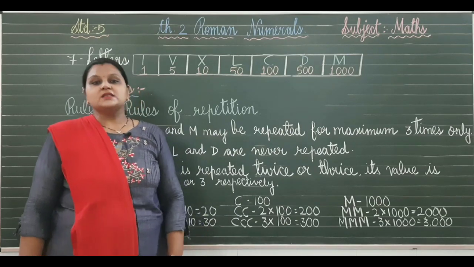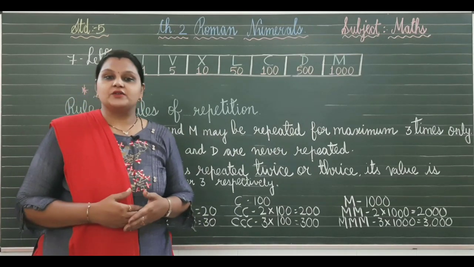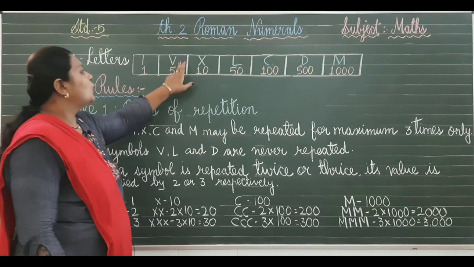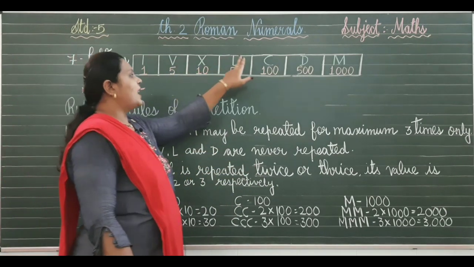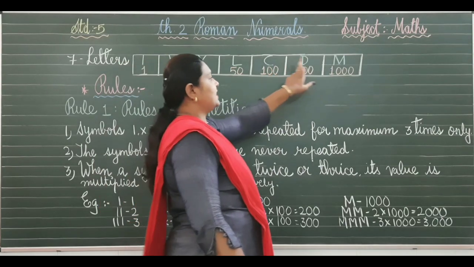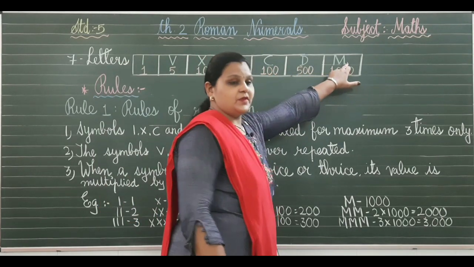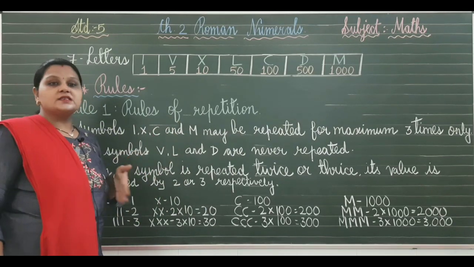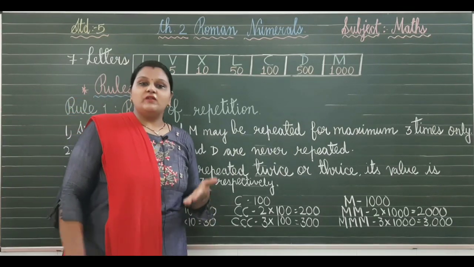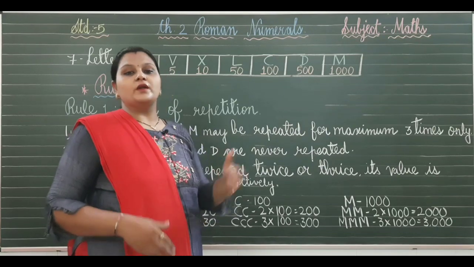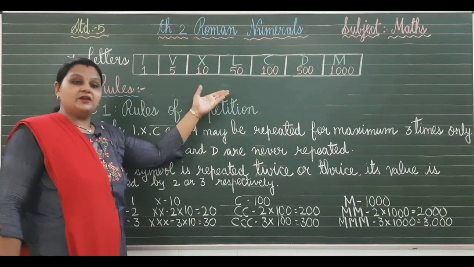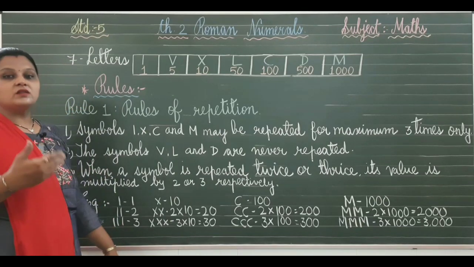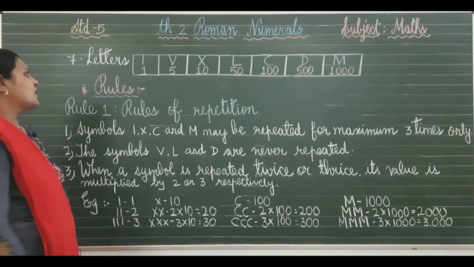In Roman numbers there are 7 letters. They are I, V, X, L, C, D, M. These are the 7 letters which have their own value. When we want to write a number in Roman, only these 7 letters you can use. Okay, so let's have a look at the value of the letters.